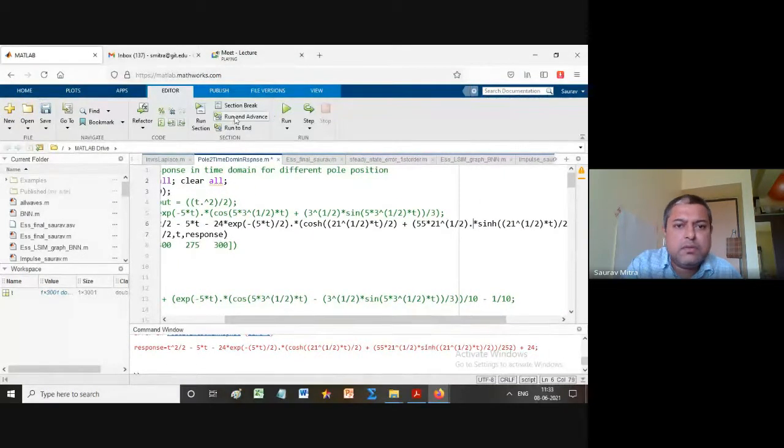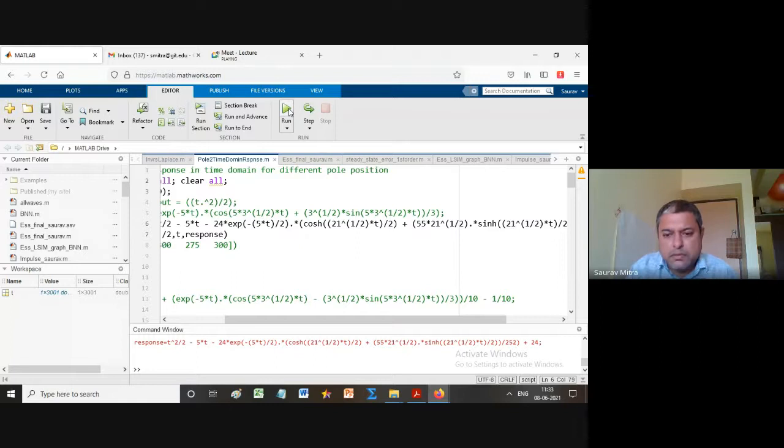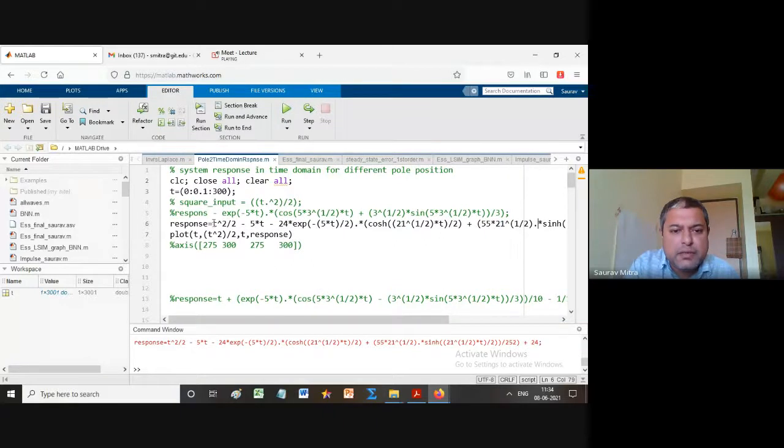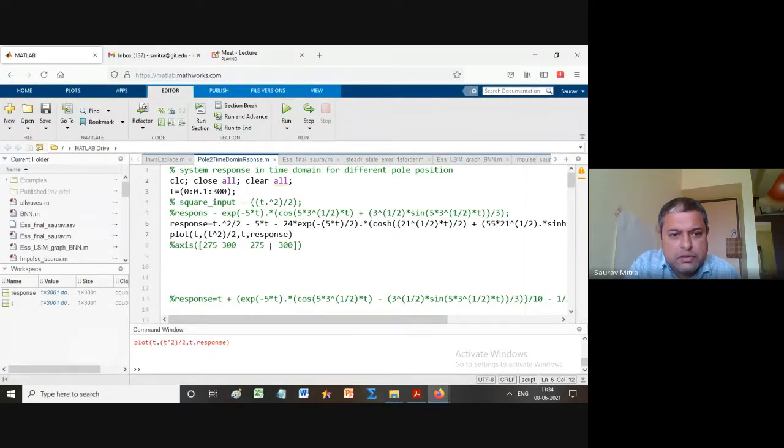So let us see now. T square by 2, 5t. Element wise matrix power. Okay, so matrix power also requires that. So this is t dot. So here also it will be t dot raised to, like this. I think it will come now.